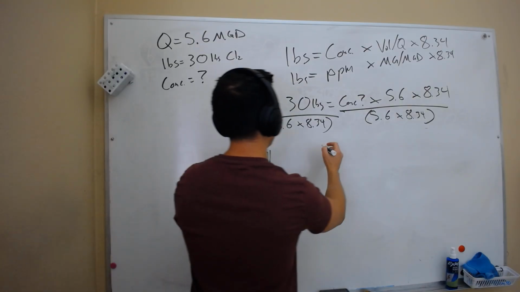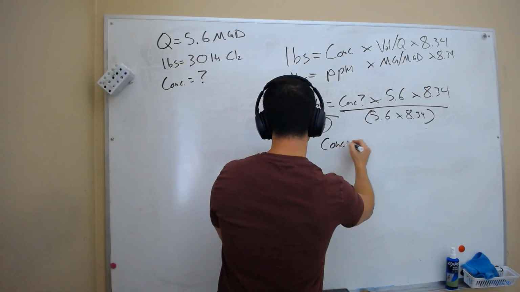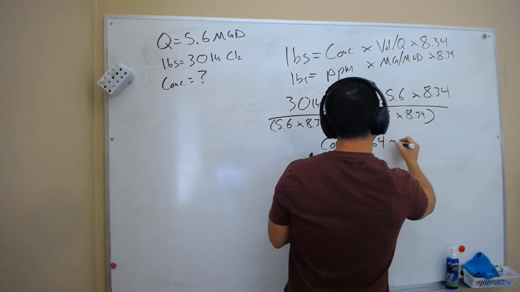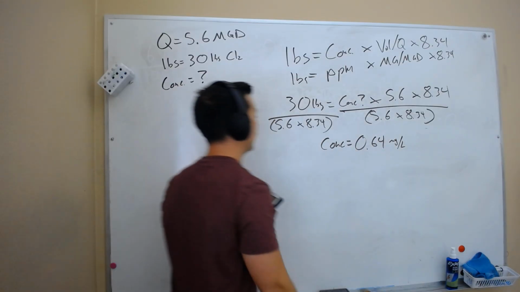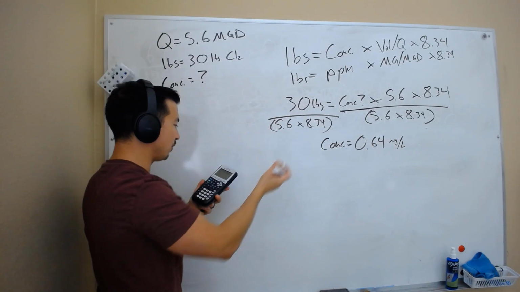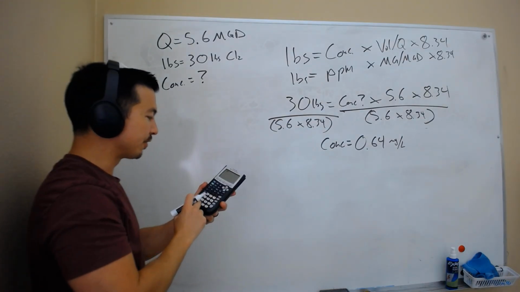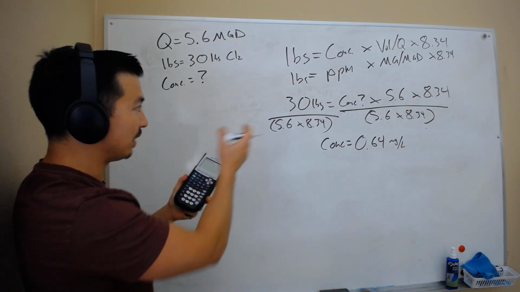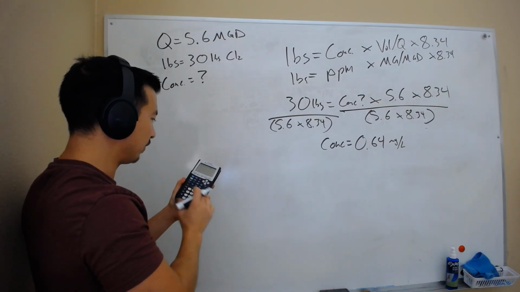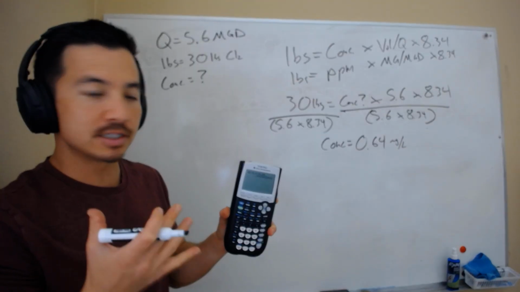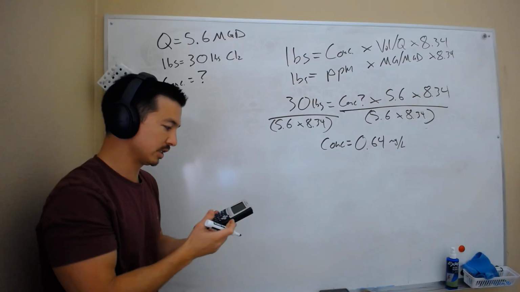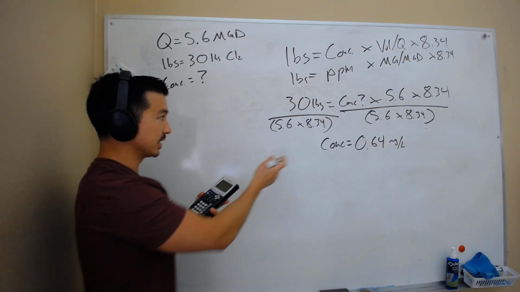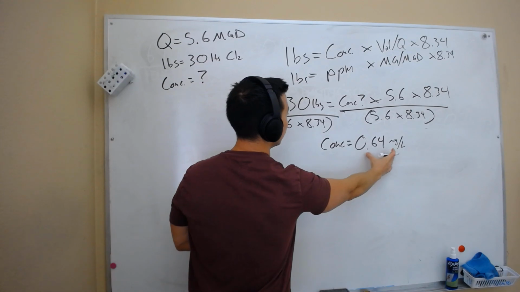I get a concentration equal to 0.64 milligrams per liter. Now, if you don't have brackets in your calculator, the way you're going to plug it in is you're going to go 30 divided by 5.6 divided by 8.34. Either way, you should get to that same answer of 0.6423, on and on. In this case, we're just going to round it to 0.64.